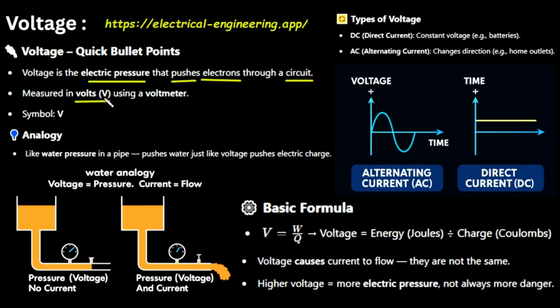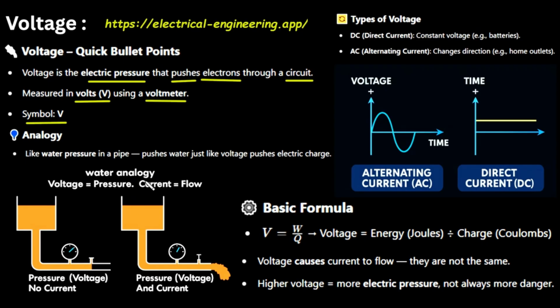How do we measure voltage? Voltage is measured in a unit called volts, and its symbol is a capital V. The tool used to measure it is called a voltmeter. So, when you hear about a 9-volt battery or a 120-volt outlet, that's describing the amount of electric pressure available.